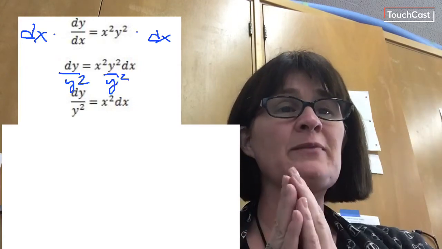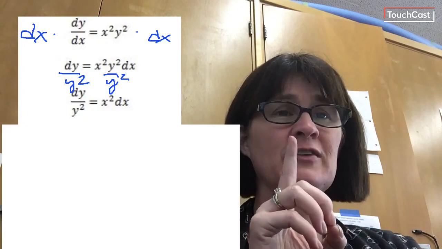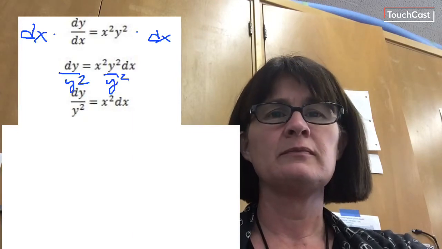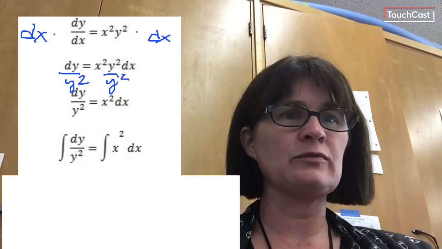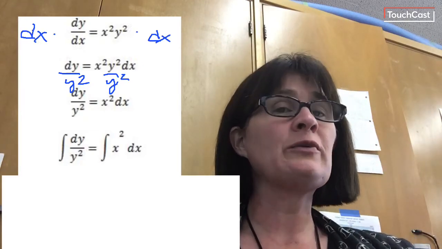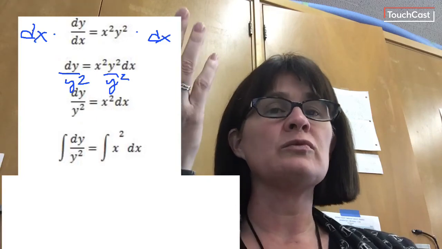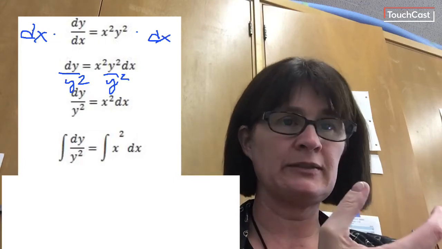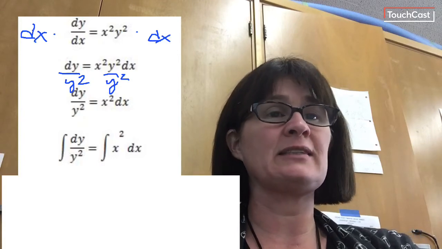Am I ready? Now that I've separated my variables, if you got this far on the AP test, you get 1 point. You got all the x stuff on one side, all the y stuff on the other side. Our next step is to integrate. That really just looks like slapping an integral on both sides. So my new equation, the antiderivative of dy over y squared is equal to the antiderivative of x squared dx. My next step, I'm going to actually try to find those antiderivatives.